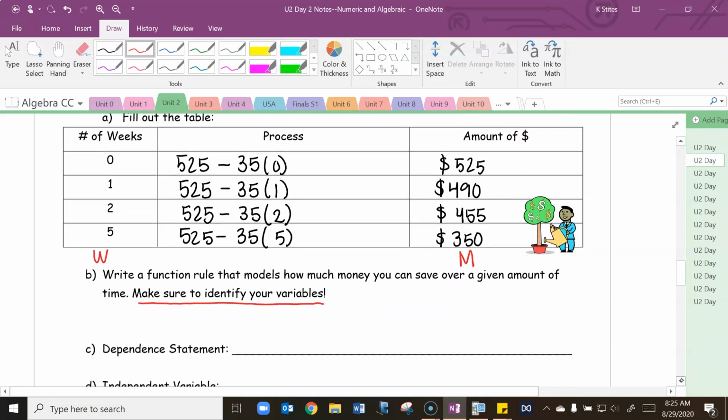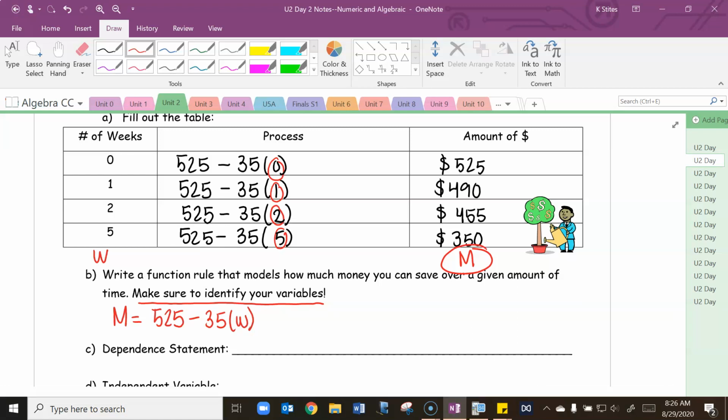All right, now what we are finding is your money, right? That's what we're evaluating. So we're going to start with an M equals, because that's what we're finding, our money. And then just follow your pattern down. We started with 525 each time. We were losing or spending $35 per, and then this number was changing. It represents our number of weeks. So that's a W. All right, that's going to be your function rule.